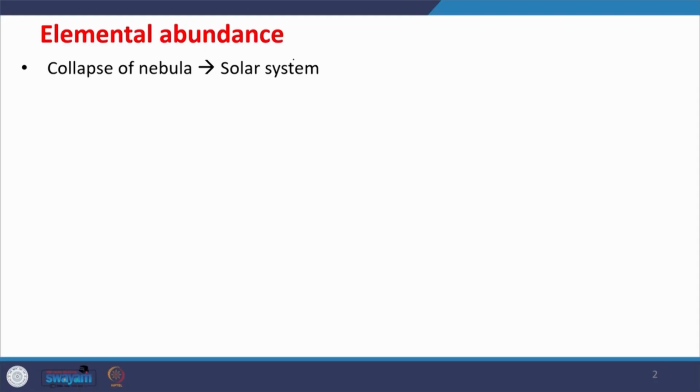Elemental abundance curve. Okay. So, when I say elemental abundance curve, what am I basically referring to? Initially, let me consider the abundance of elements in the solar system. How has the solar system been formed? It is widely accepted that the solar system is formed because of the collapse of nebulae.